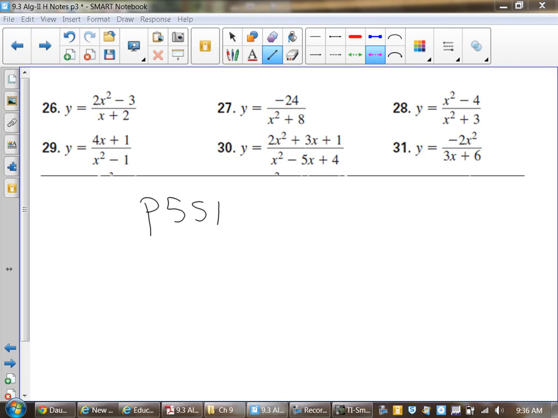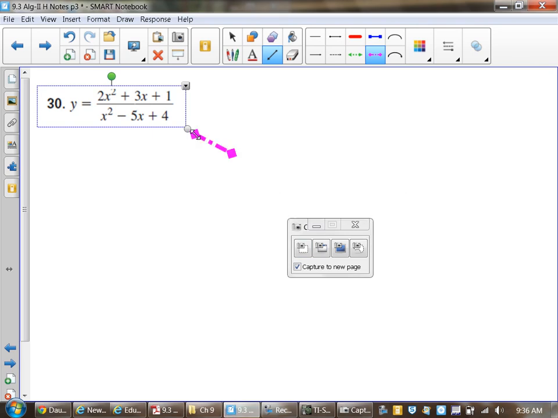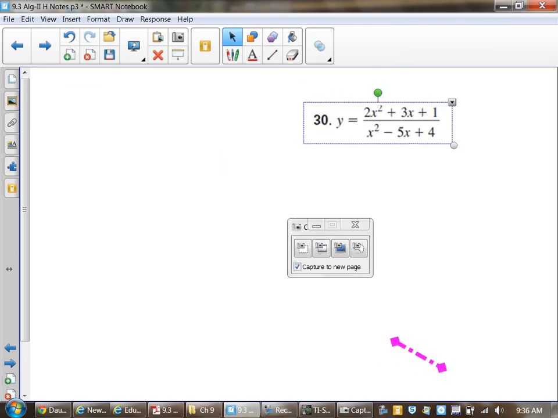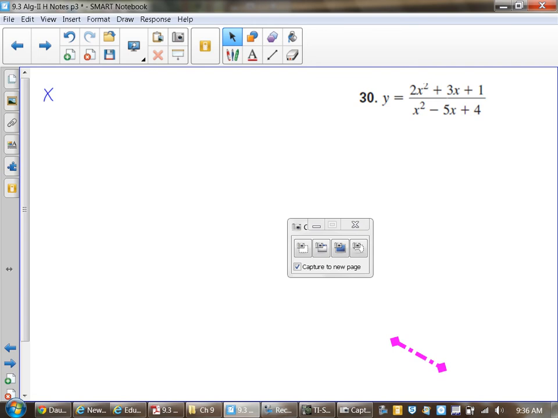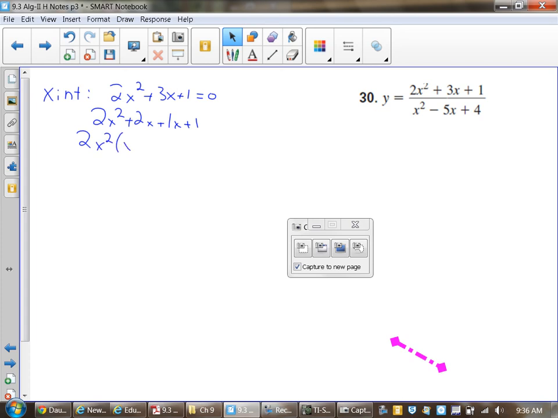Which one are we on? 30. Oh no, have to factor. Oops, I always forget that. Okay, so my x-intercepts are going to be at the zeros of my numerator. So we have 2x squared plus 3x plus 1, set it equal to 0. So what times what is 2 that you add together to get 3? 2 and 1. So we have 2x squared plus 2x plus 1x plus 1. Factor it by grouping. It'd just be 2x.